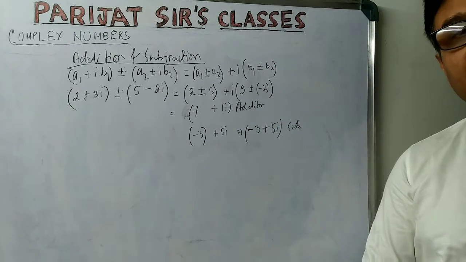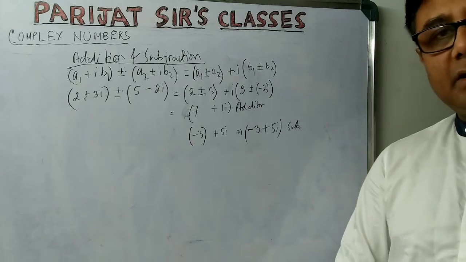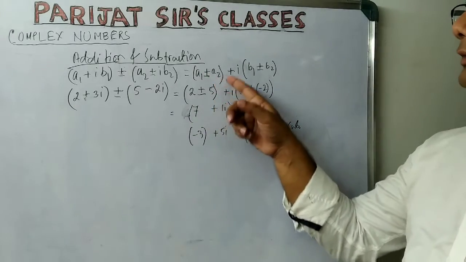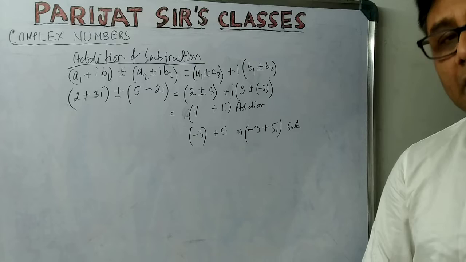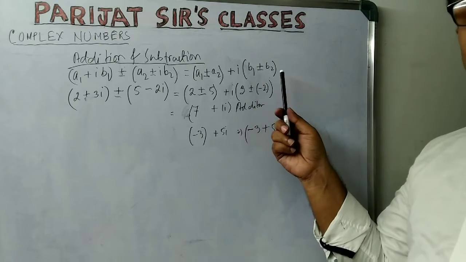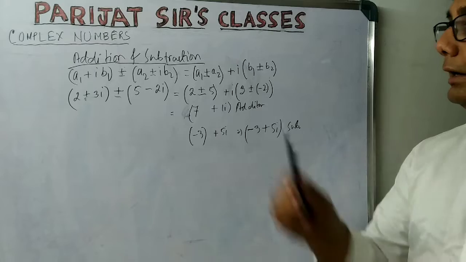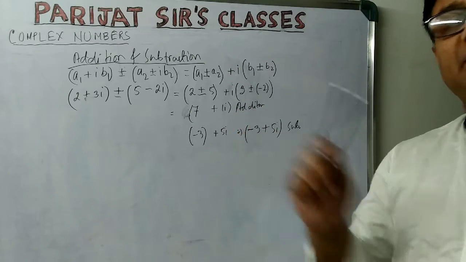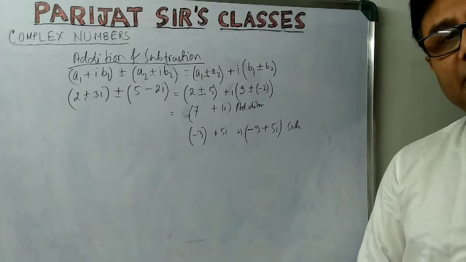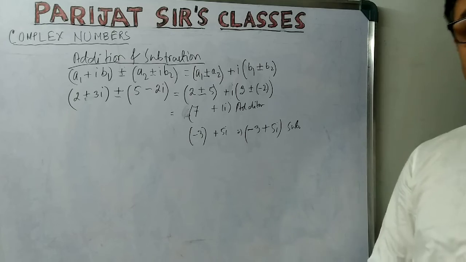So this is how we add two complex numbers. That means we add the real with the real or subtract real with the real, and the imaginary with the imaginary will be added or subtracted, but in between always give a plus sign. This is how we add and subtract two complex numbers.